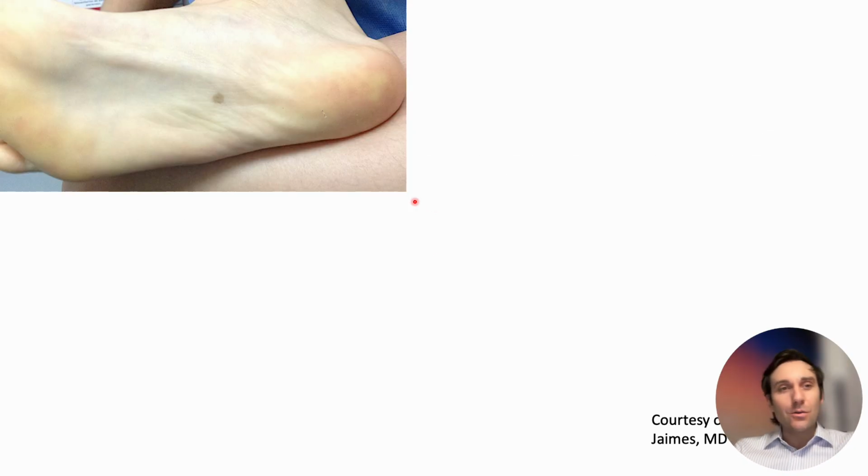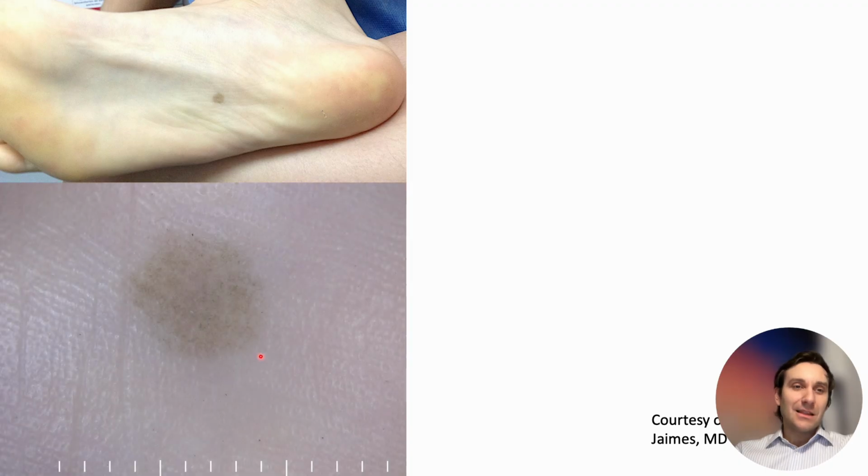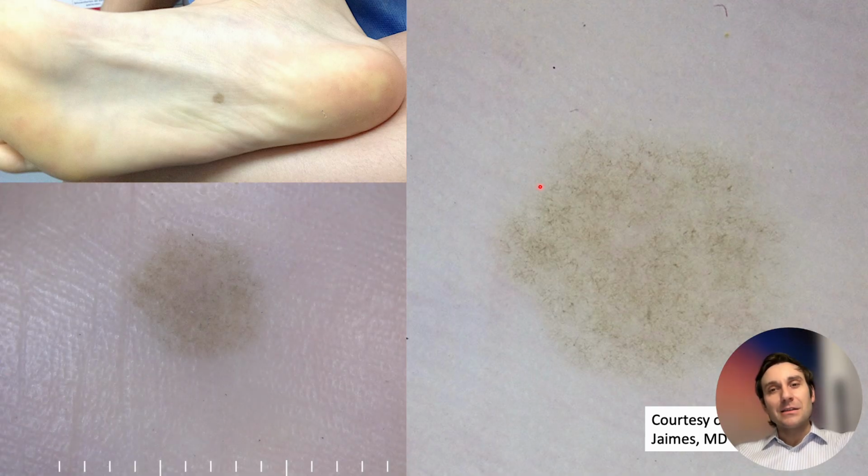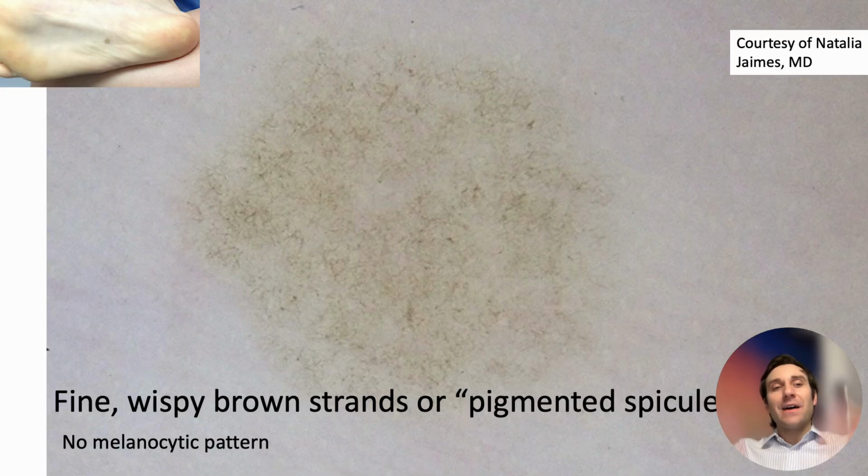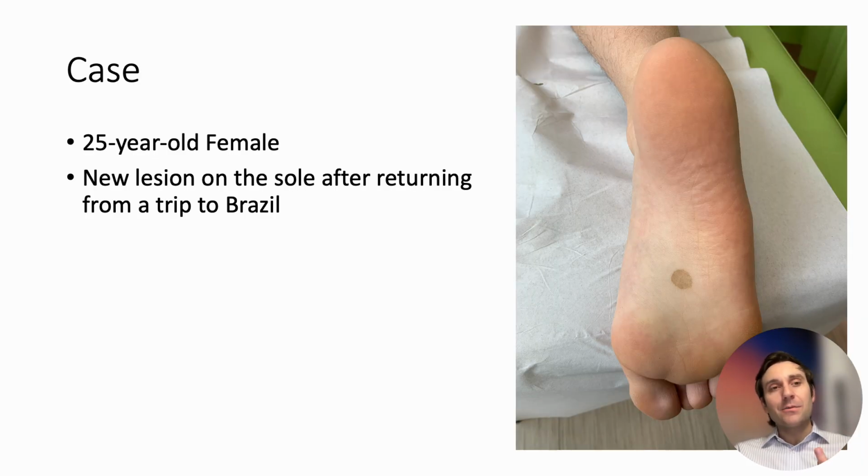And this is a lesion on the sole, tiny lesion, right? This is the clinical photo, and this is the dermoscopic photos, right? And what you see here again is these fine wispy strands or pigmented spicules with no melanocytic pattern on the sole, right? And these pigmented spicules with these wispy brown strands is classic of tinea nigra.